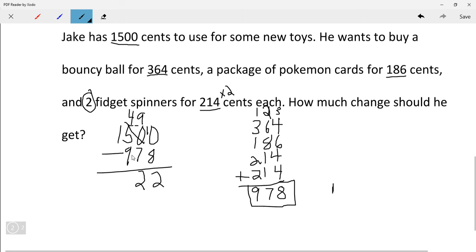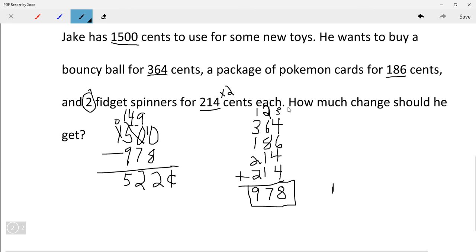4 minus 9, I can't do that, I have to borrow. This becomes a 0. This becomes a 14. 14 minus 9 is 5, 522. So there's 5, so it's 522 cents. That's how much change he should get.